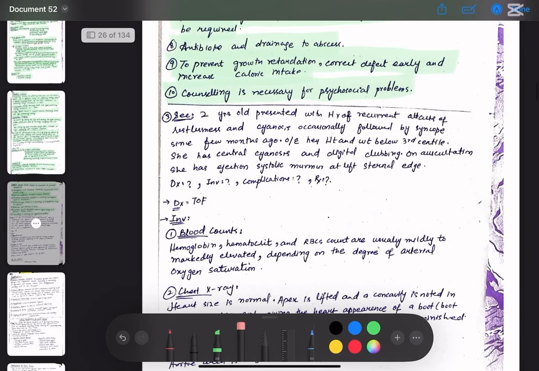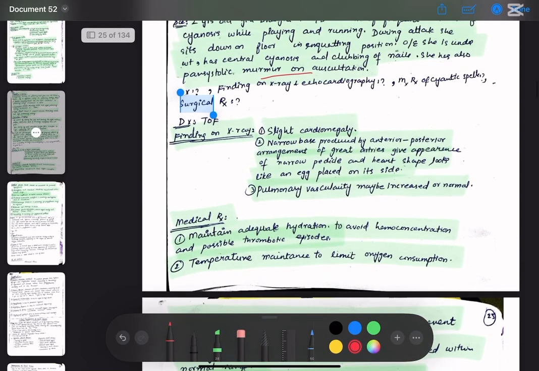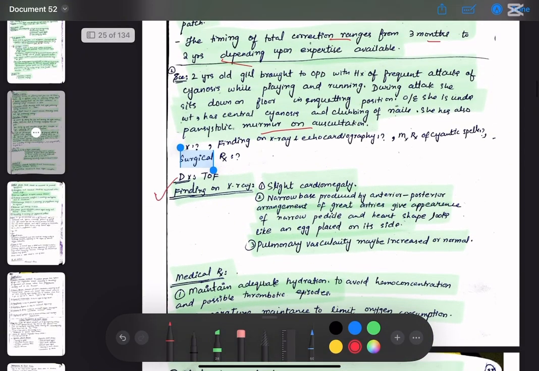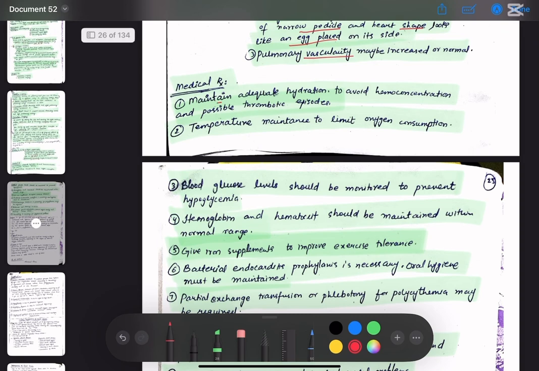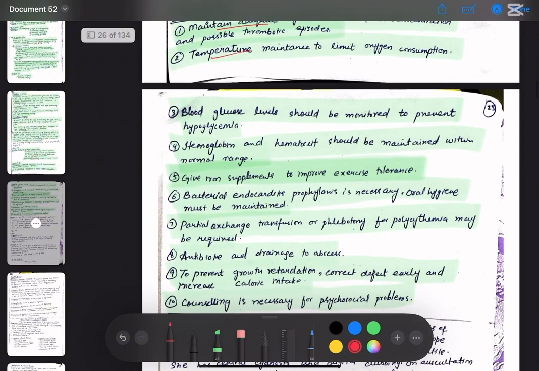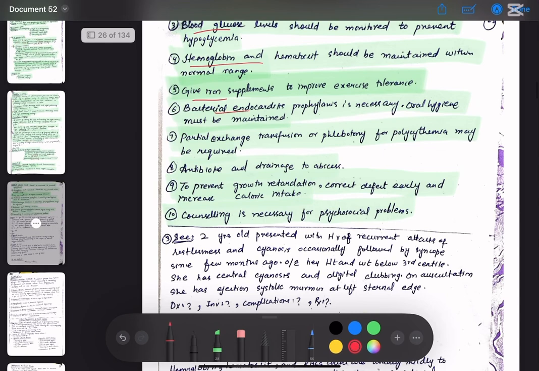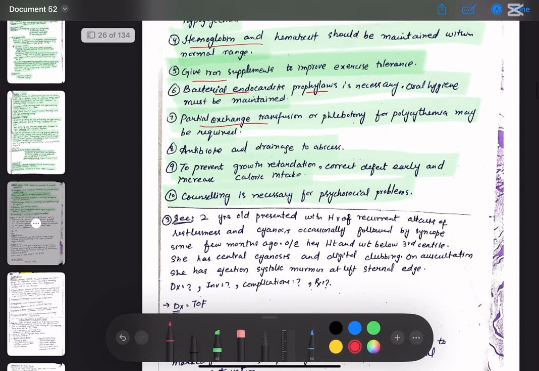Now here we have another scenario. In the past scenario, we discussed the findings on the X-ray: cardiomegaly, and a narrow base produced by the anterior posterior arrangement of the great arteries giving the appearance of a narrow pedicle, and the heart shape looks like an egg placed on its side, and the pulmonary vascularity may be increased. The medical treatment is adequate hydration, temperature maintenance, glucose maintenance, hemoglobin and hematocrit, iron supplements, bacterial endocarditis prophylaxis, partial exchange transfusion, antibiotics and drainage, and counseling.